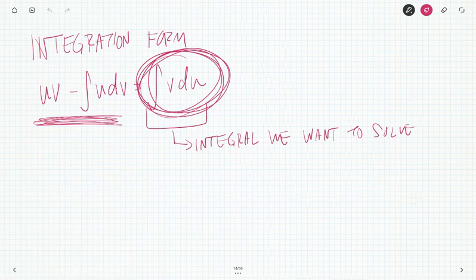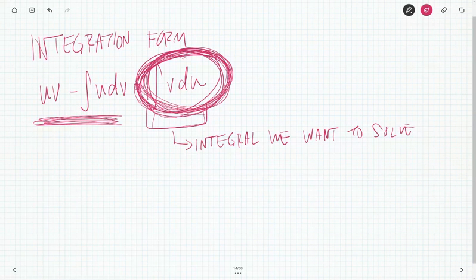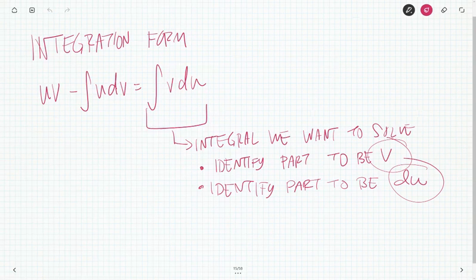And so basically now, the idea is, with this form, this integral of v du is the integral that we want to solve. And typically, we're going to be given a difficult integral, and we don't know how to solve it quite directly in this form. And so what we're going to do is somehow rewrite it in this form here, and hopefully this is a little easier to solve.